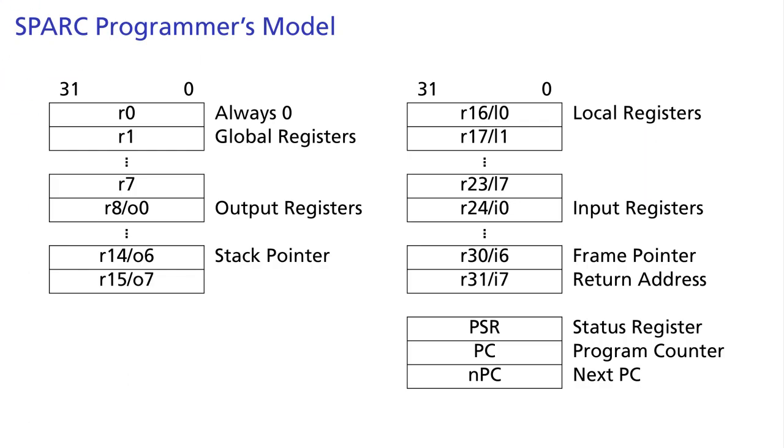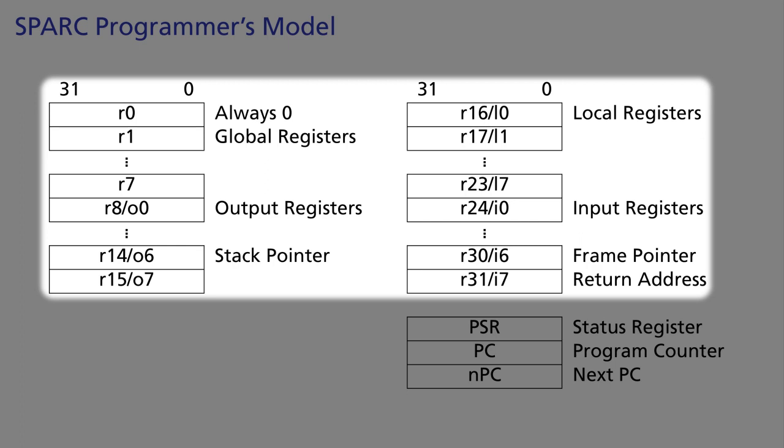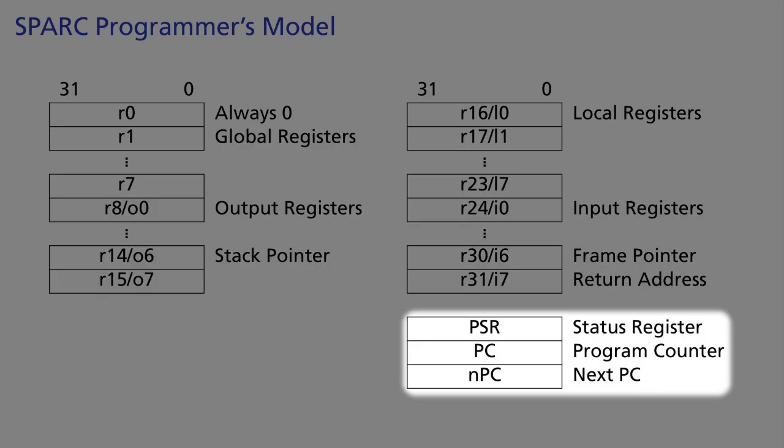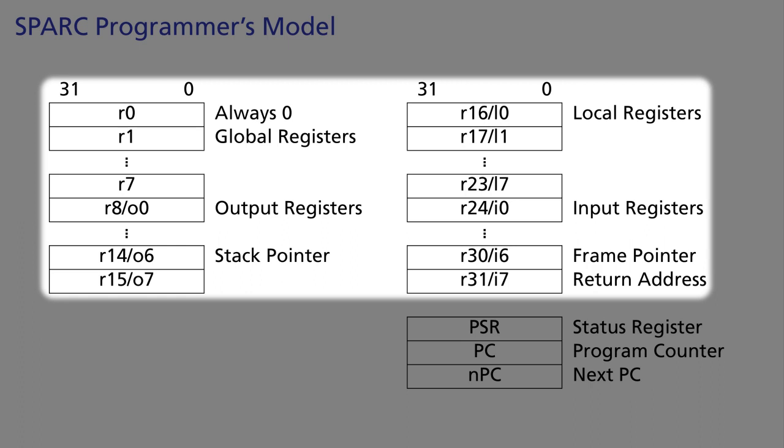Here's the programmer's model of the SPARC. It's mostly just 32 32-bit registers. There's a program counter, a next program counter, and a status register that holds things like the carry bit and whether the processor is in supervisor mode or not. The rest are largely general purpose.